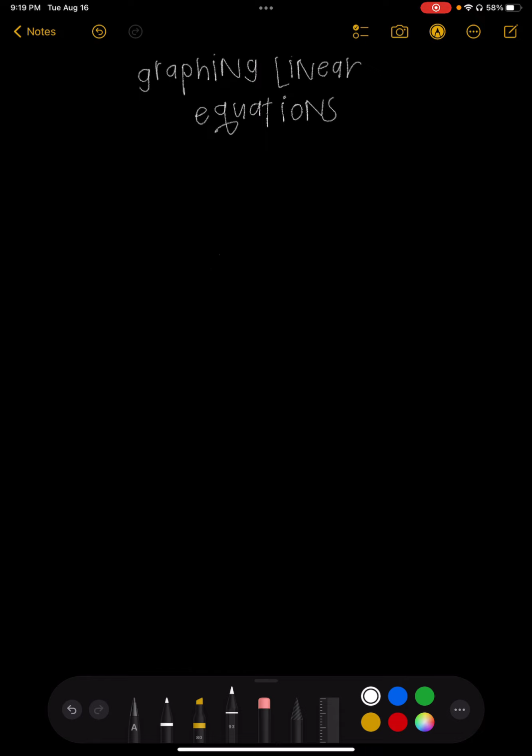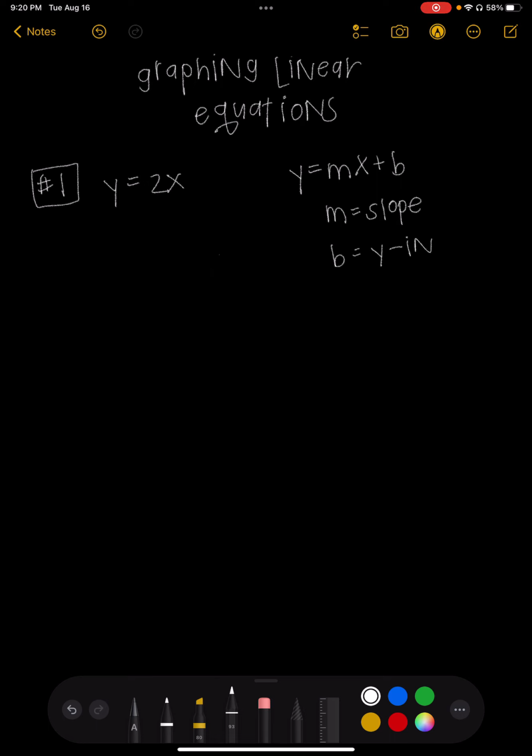But let's go ahead and just get started with an example. So what we want to do on this one is we want to graph the line y equals 2x. Now, if you remember, this is in slope-intercept form, and the slope-intercept form is y equals mx plus b. So if you remember, the m stands for the slope of the line, and then the b is the y-intercept. So what we're going to do when we graph this is we're going to start with that y-intercept and plot that, and then plot the slope based on that, and then just connect the points.